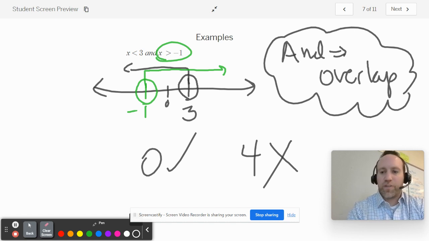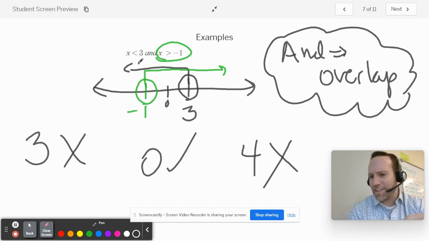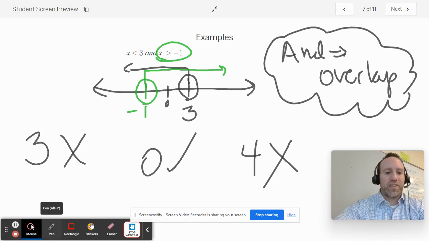What about 3? Does 3 work as an answer? No, because it's not less than 3. If that was x is less than or equal to 3, then that would be good because it would work for both of them. So whatever numbers you talk about as solutions has to work for both parts of that statement. Okay, let's look at another example.